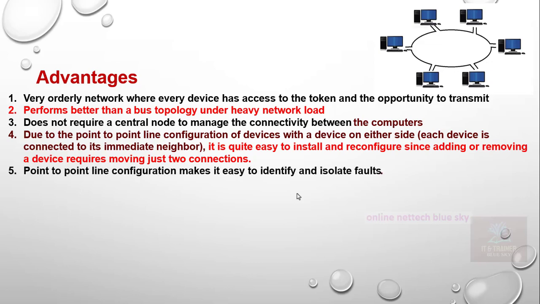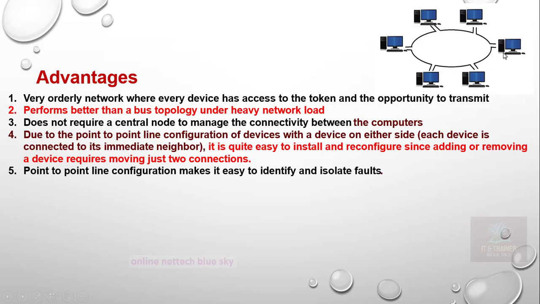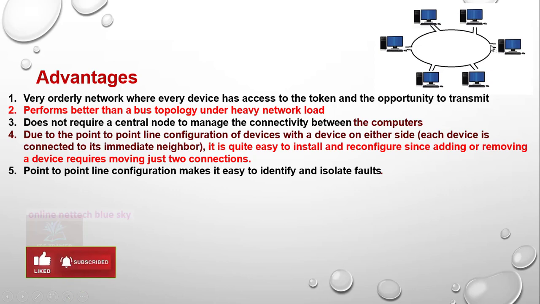Okay, 5: point-to-point line configuration makes it easy to identify and isolate faults. Okay, so in this ring topology, sometimes a computer is not working, and you can easily find which computer is not in the network. For this reason it is very easy to identify and find the fault, because this computer sends data here. Okay, so this line is complete, but on this side there is some problem, a wire problem or port problem, so you find it easily.